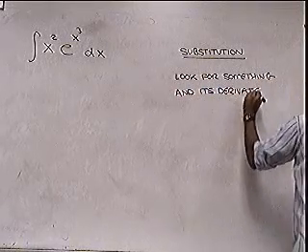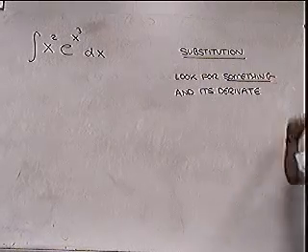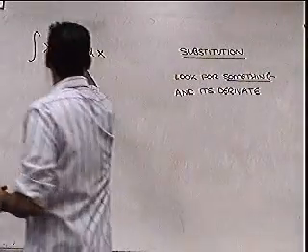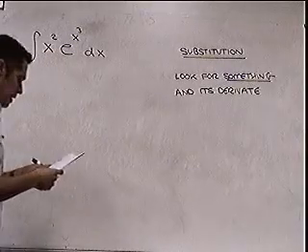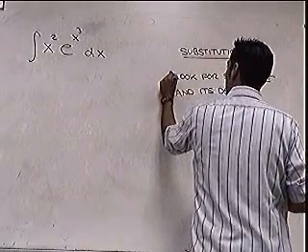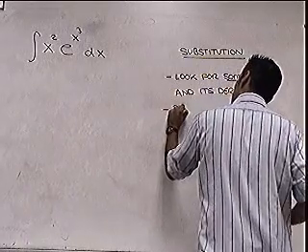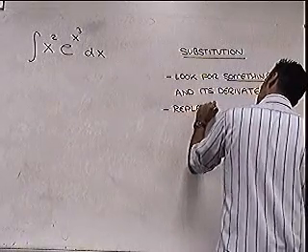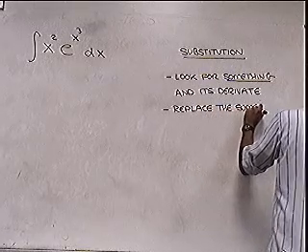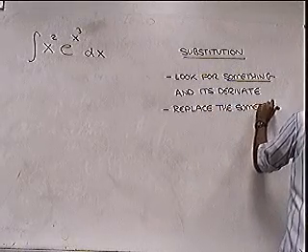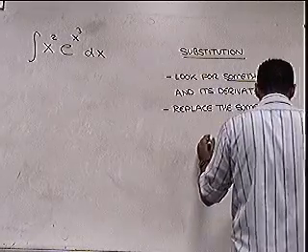Right? That's the whole idea of substitution. Look for something within the integrand and see if you can see its derivative there also. And once you've done that, you replace the something that you just found with u.